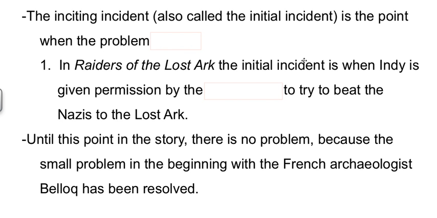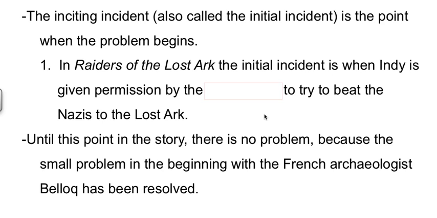The inciting incident, also called the initial incident, is the point when the problem begins. Up until this, we have no problem. There's the people just going along normal, going along with their daily lives, and then something happens to cause a problem.